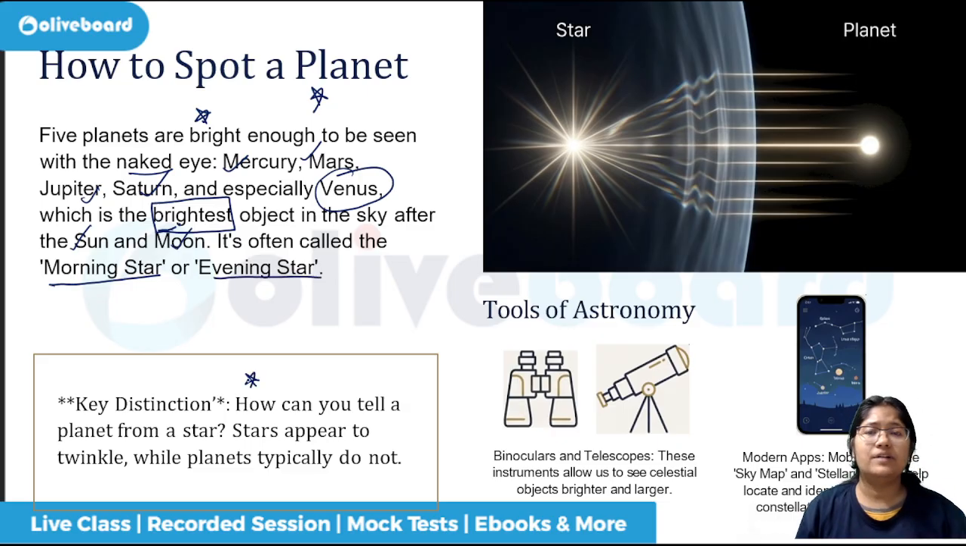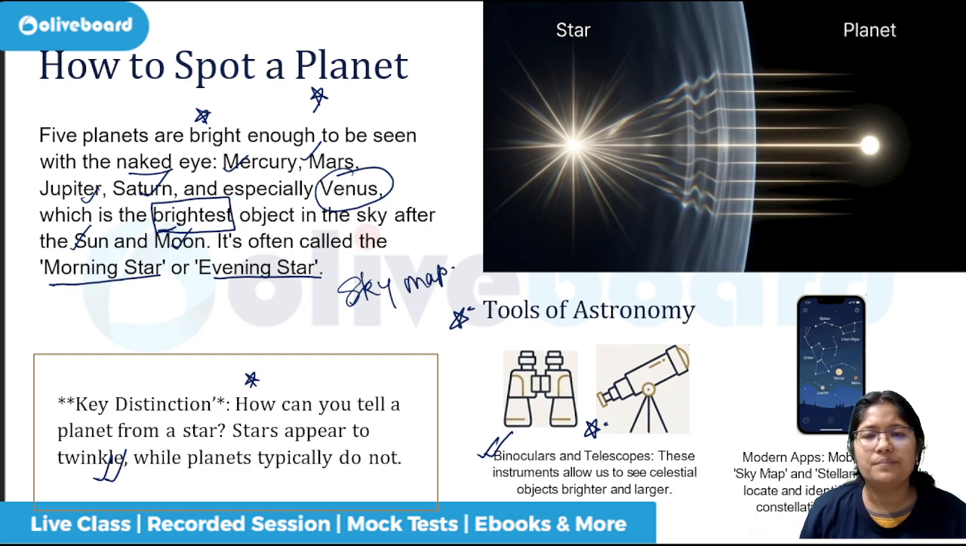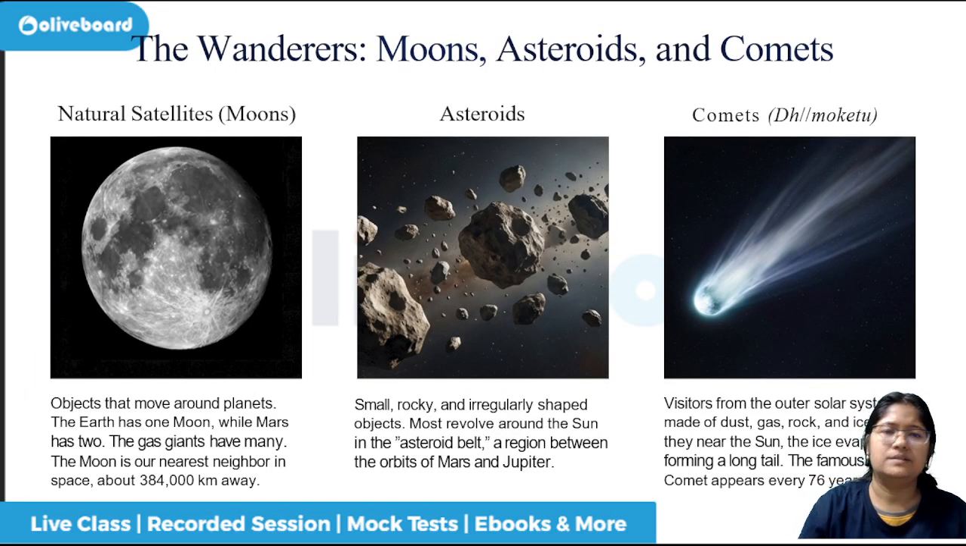Now, how do we identify whether we are seeing a star or a planet? So, mostly twinkle, twinkle, little star. What is going to twinkle is probably a star, because planets do not twinkle. If you look into the tools of astronomy, how we can see the stars bright and comparatively larger, it is with the help of binoculars or a telescope. And to identify the different constellations, we can use some modern apps, like Sky Map and Stellarium. These apps help in identifying the different constellations and patterns.